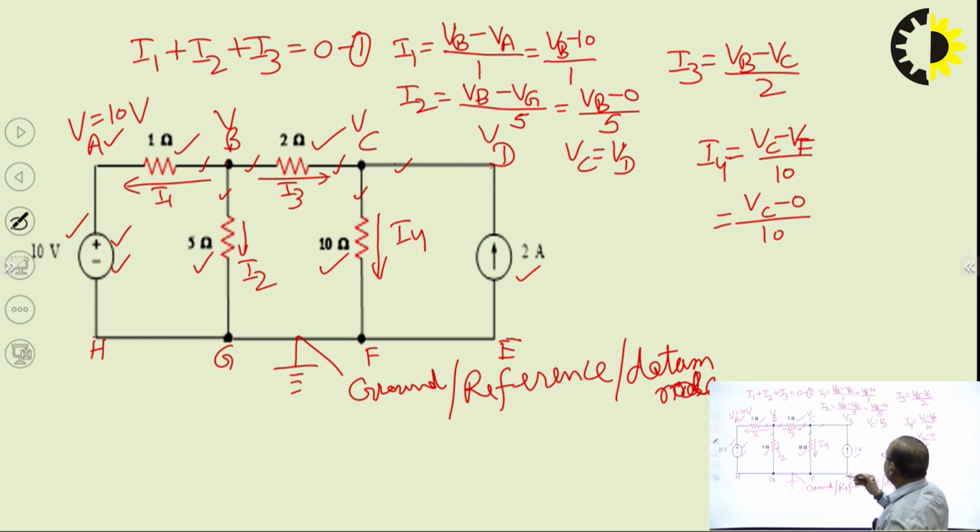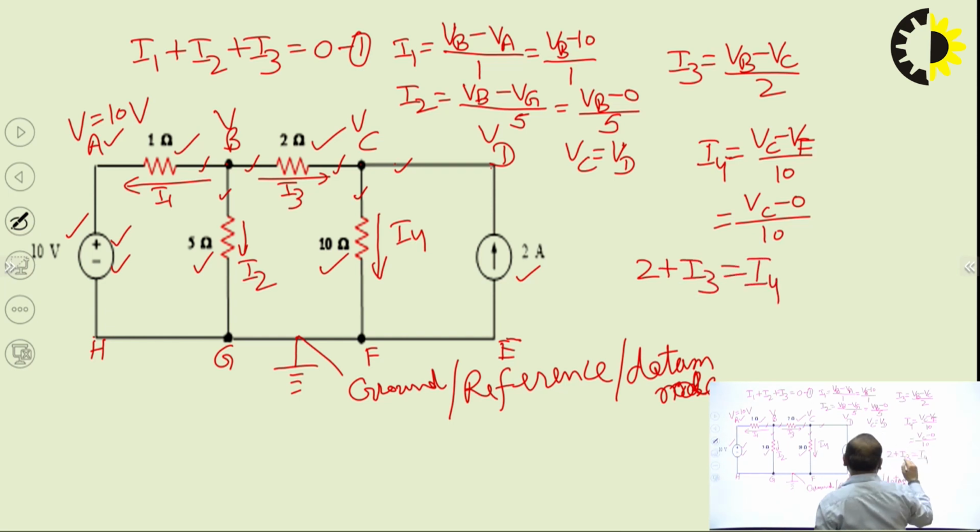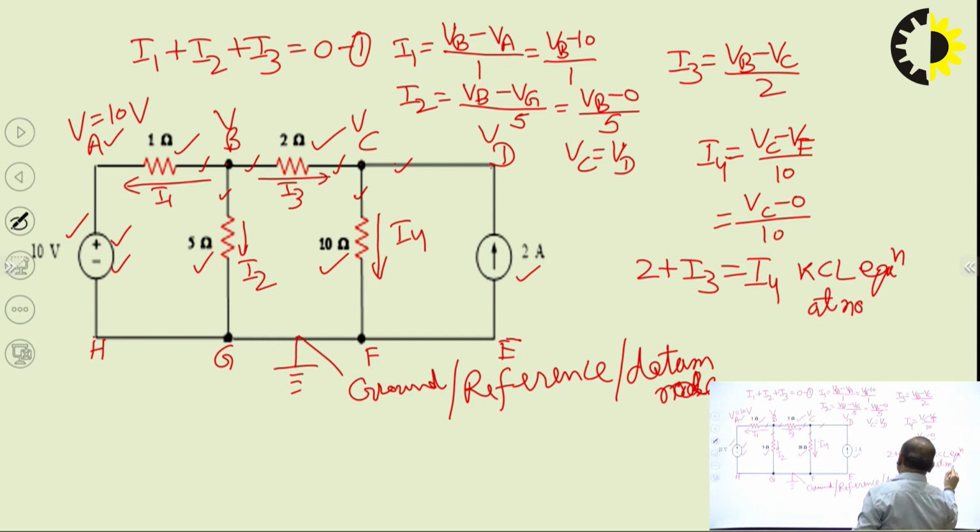And now the KCL equation at this node C, or junction point C, will be written as 2 plus I3 equal to I4. This is the KCL equation at node C.